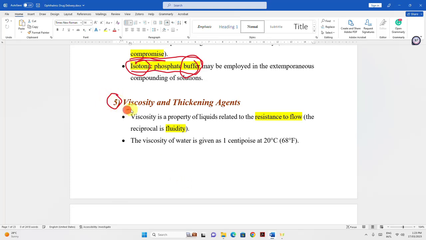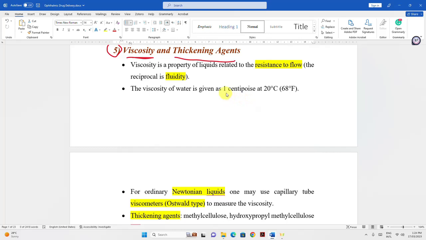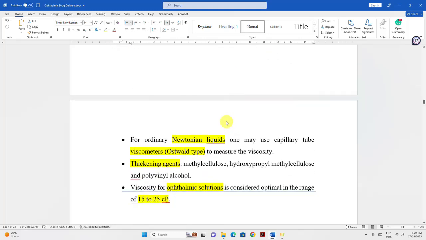Another requirement is viscosity or the thickening agents. And if you remember, we talked in the beginning that we need to increase the residence time on the eye. The residence time of the ophthalmic preparation, for it to stay on the eye surface for longer period of time, and for it not to drain through the tear duct quickly. So one of the ways to do that is to increase viscosity by adding thickening agents. For comparison purpose, you know that water has a viscosity of 1 centipoise at 20 degrees Celsius.